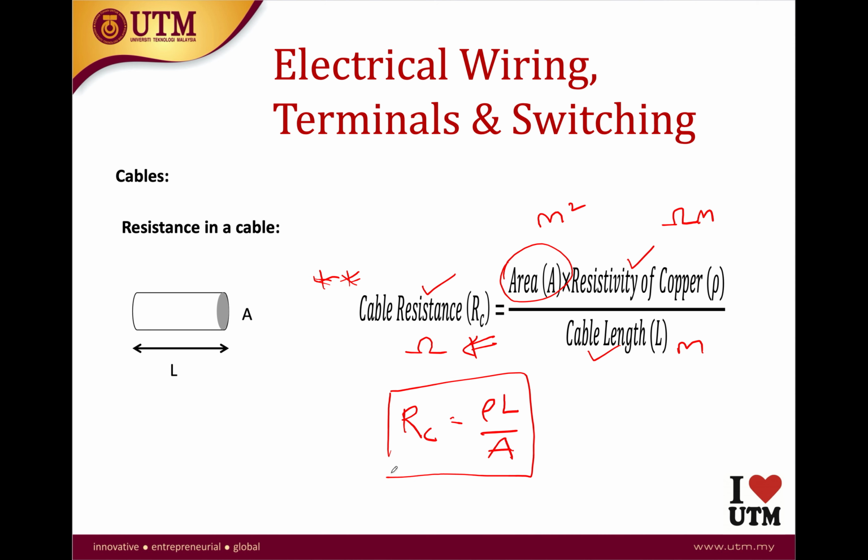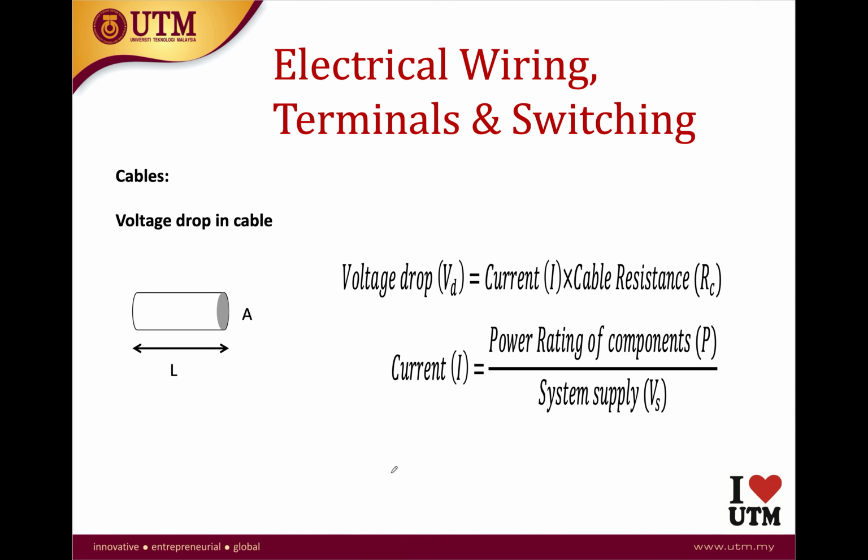Once we have the information, we can proceed to size our cable. Aside from that, we also need the equation for voltage drop, which is based on Ohm's law, V equals IR. You can calculate the current based on power, using the equation P equals VI and rearranging to give I equals P over V.